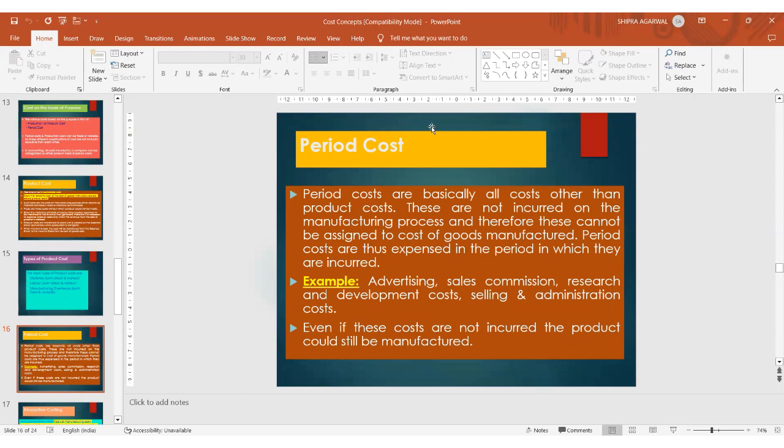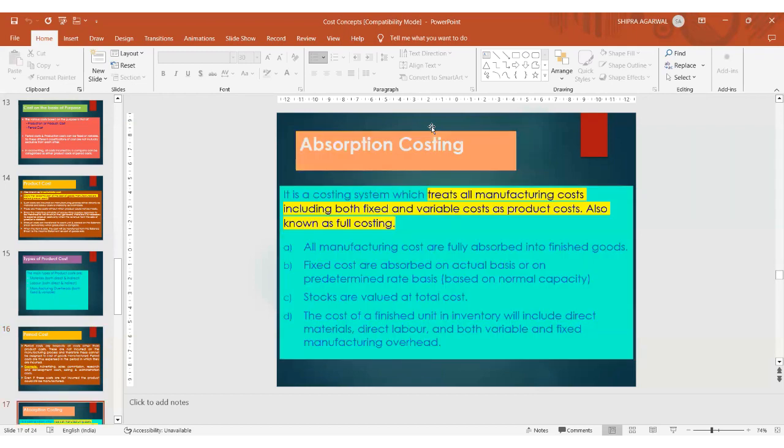And all these costs are the costs without which you can still manufacture your product. I repeat, the product can be manufactured, but your business will not be conducted properly. Because if I'm not incurring advertising expense, I will not be able to move ahead with my business, because I need to advertise. Only then will I have more sales. Then I need to pay sales commission to the whole sales workforce. I also need to spend some money on research and development so that I can improve my product. So all these things are to be taken care of, right?